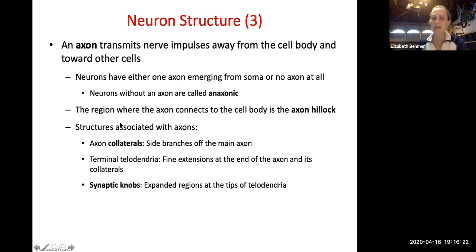Other structures within the axons that you do need to know, terminal telodendria are the extensions at the end of the axon, and then specifically synaptic knobs. This is what you do need to know. This is your answer for number 6. Synaptic knobs are expanded regions at the tips of the telodendria. And I'll show you a picture of this. The telodendria are kind of the expansions of the axon. And then the synaptic knob is just where the axon ends or where the telodendria end.